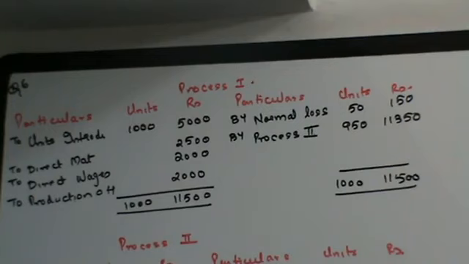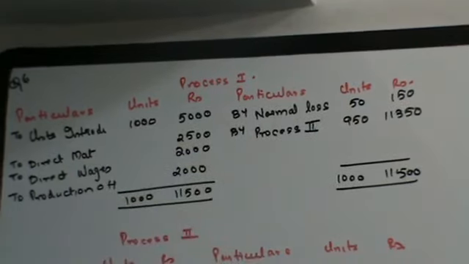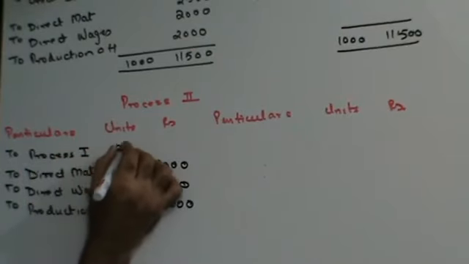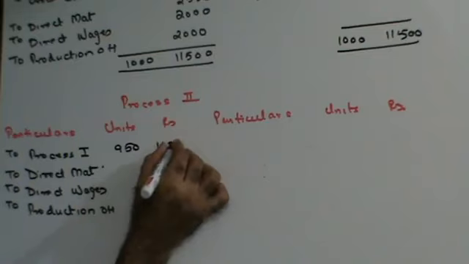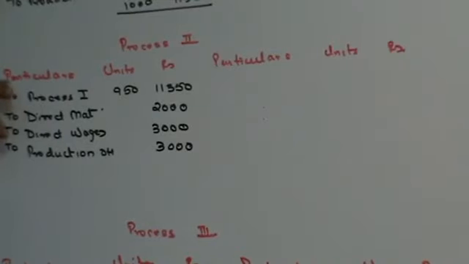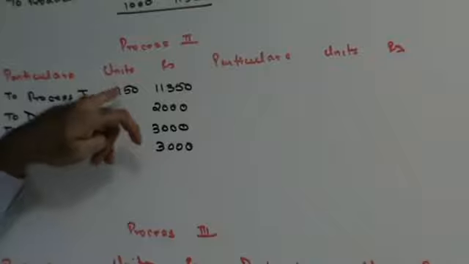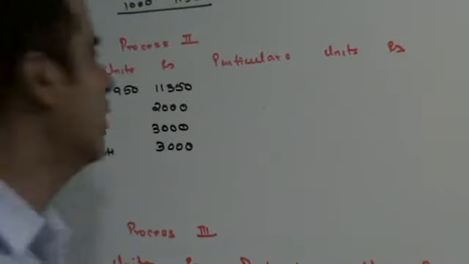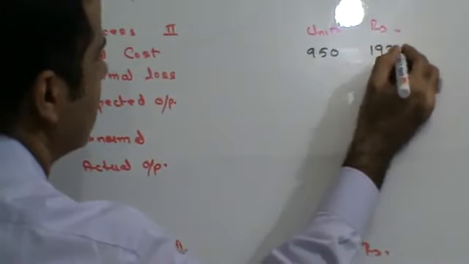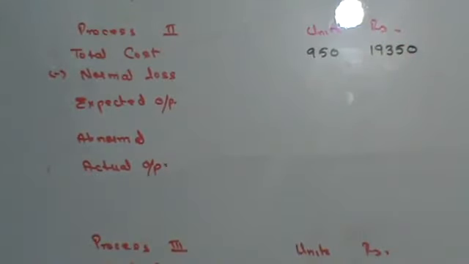Right? When you transfer from process 1 to process 2, you will have to switch side. This is process 2. When it comes here, this will become process 1. 950 and 11,350. Fine, do we get this in here? Now, 11,350 plus 8,000 is 19,350. Right? So if I add this, this is 950 and this is going to be 19,350. So total cost is 950 units at 19,350. Fine, do we get this thing clear?